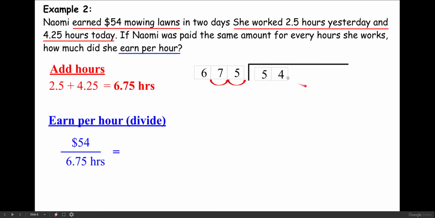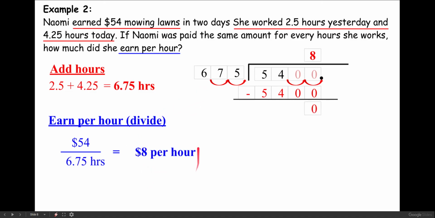We have to move the decimal 2 places, which means we move this decimal 2 places and add those 0 placeholders. And how many times does 675 go into 5400? Well, this is really difficult, so I'll just cut to the chase. It goes in 8 times, and 675 times 8 is actually 5400. Goes in perfectly. You're left with 0. So she makes $8 per hour.